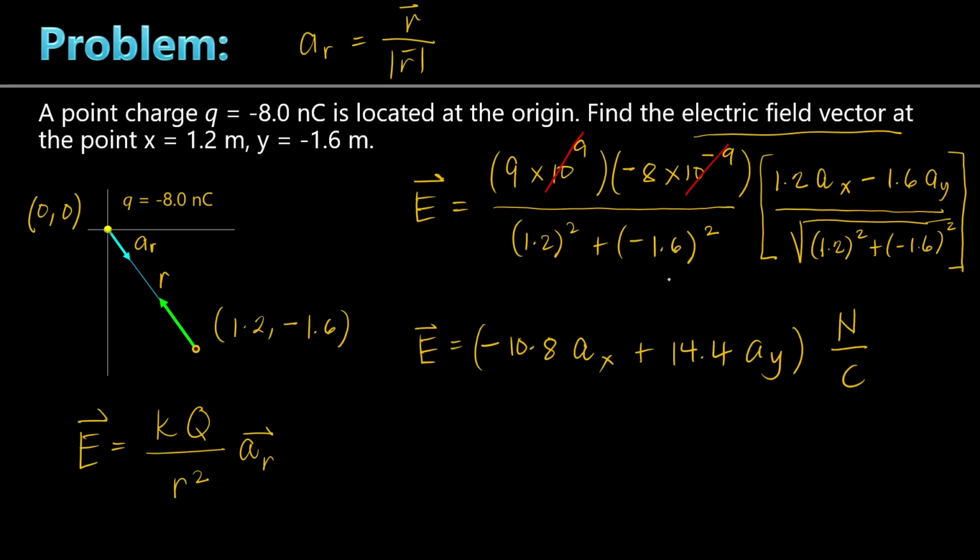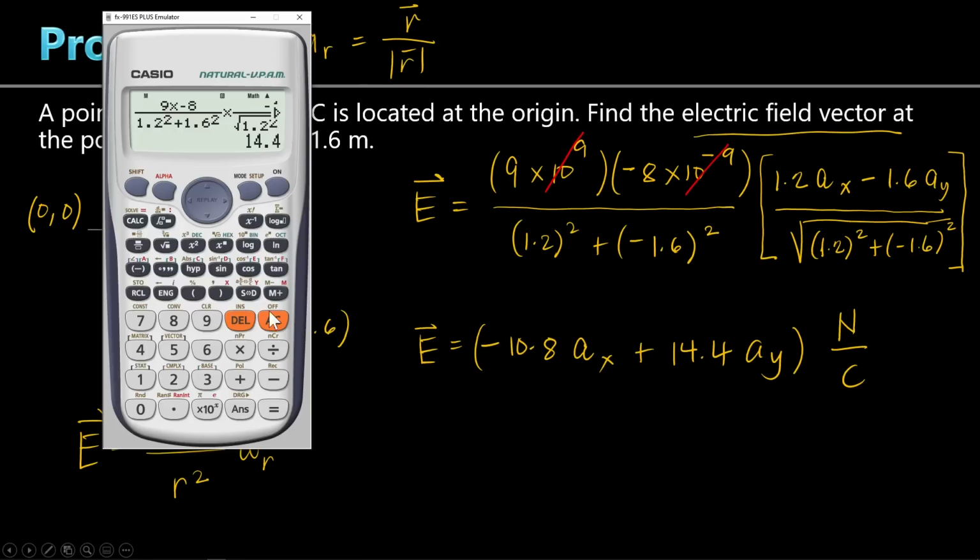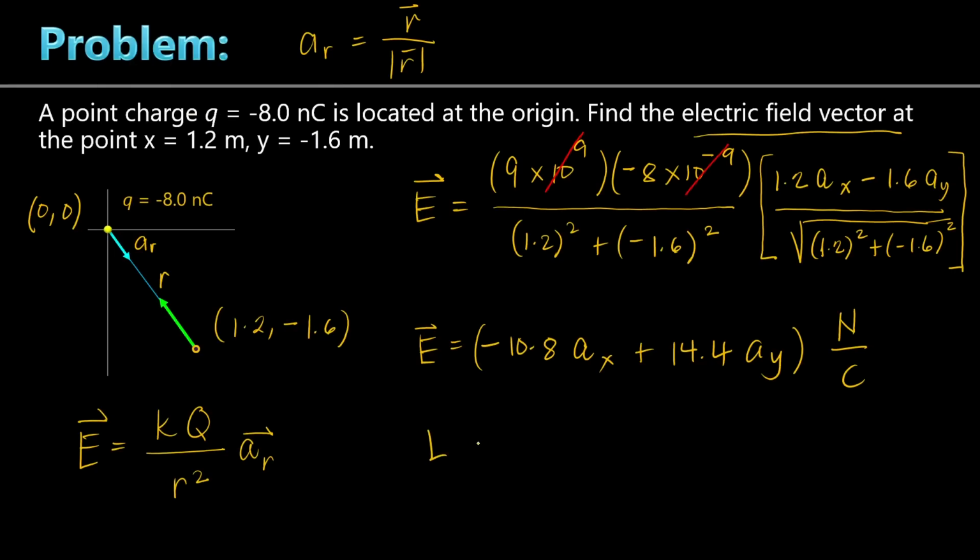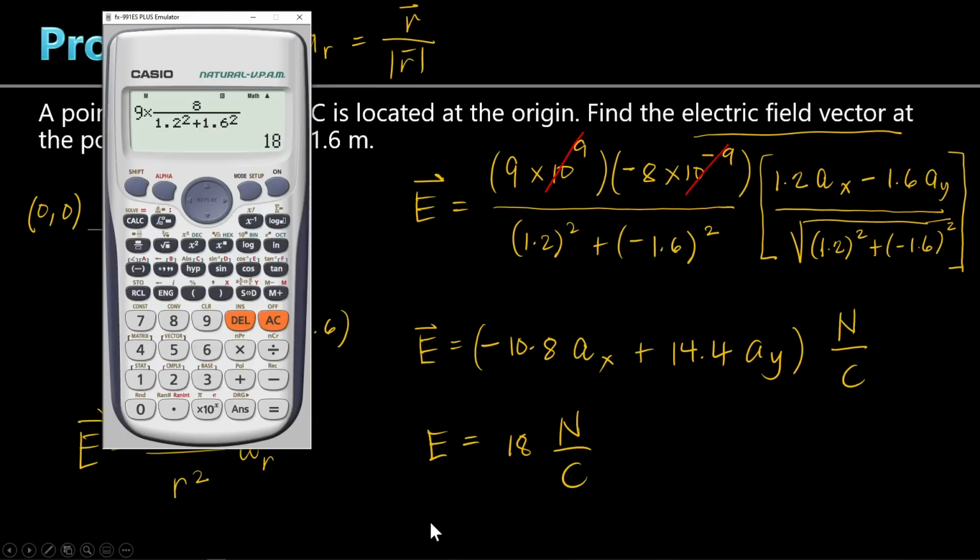Kung kukumputin lang natin yung magnitude ng electric field, so computin natin ha, kq over r squared lang yan. So that's 9 times 10 to the 9 times 8 divided by ito 1.2 squared plus 1.6 squared. So, ang magnitude is 18. Okay? 18 nanocoulombs. Lagay natin dito. The magnitude of the electric field is 18 newtons per coulomb. So, kapag kinuha na natin ng absolute value or magnitude itong vector na ito, dapat ang makukuha nating sagot 18 newtons per coulomb din. Diba? Otherwise, mali yung sagot. Okay?